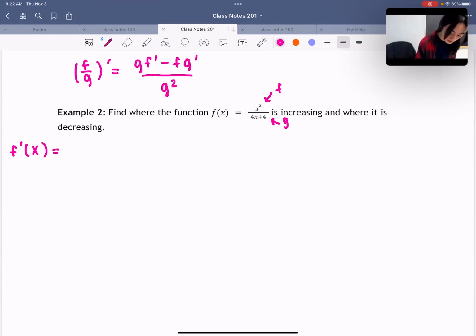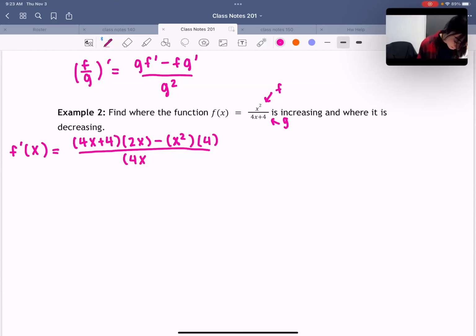Doing this, we got g, which is 4x plus 4, times the derivative of the top, well, x squared becomes 2x, right? Minus the top times the derivative of the bottom, which is 4, all over the bottom squared. Okay, so that's what you'd start with for the derivative here.